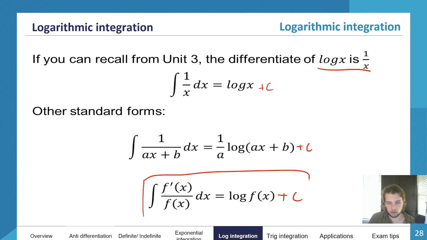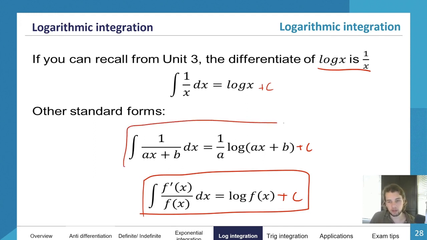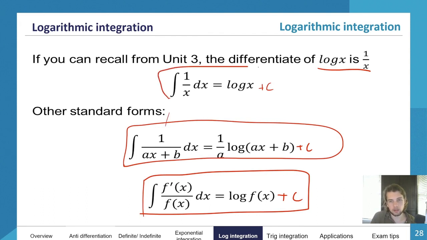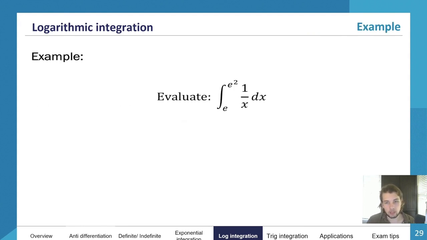The most general formula, the one that aids us the most, the one that we can take anywhere we want, the one that encapsulates this one here and this one here, is this bottom one. The integral of the derivative of f(x) over f(x) is ln f(x) plus c. If you can remember this one, it will encapsulate everything. So let's do an example.